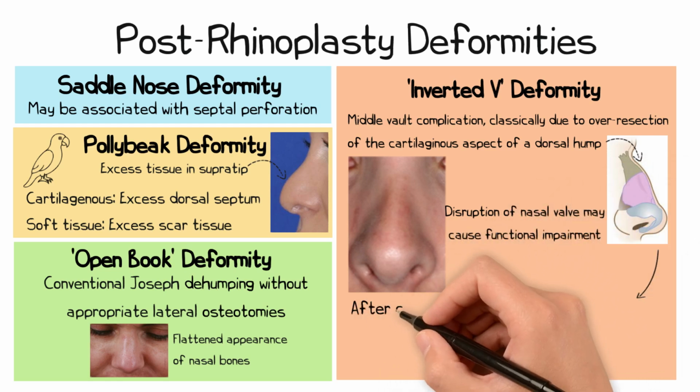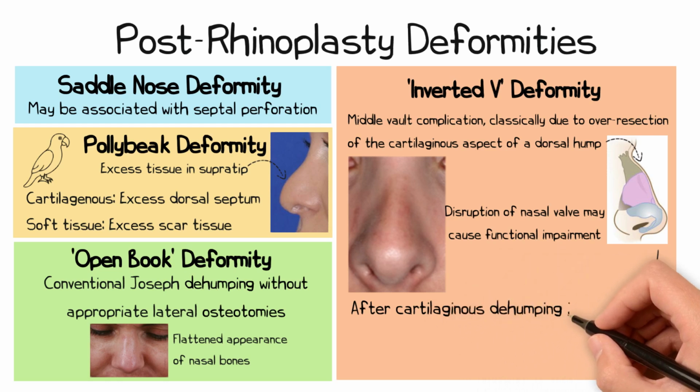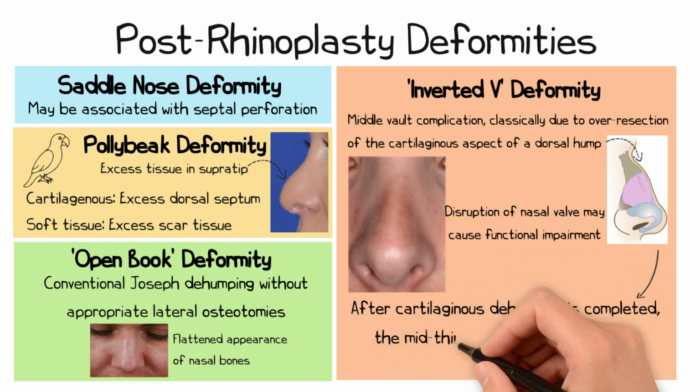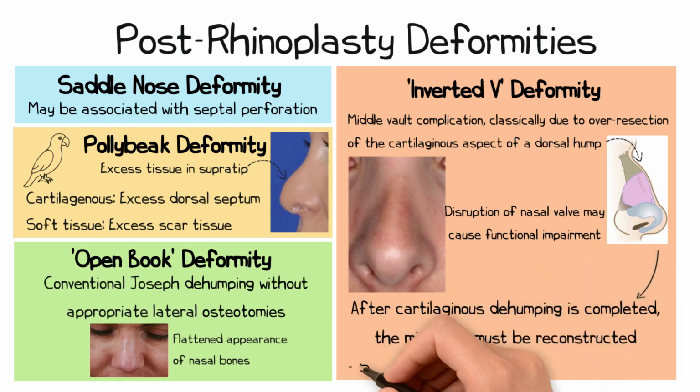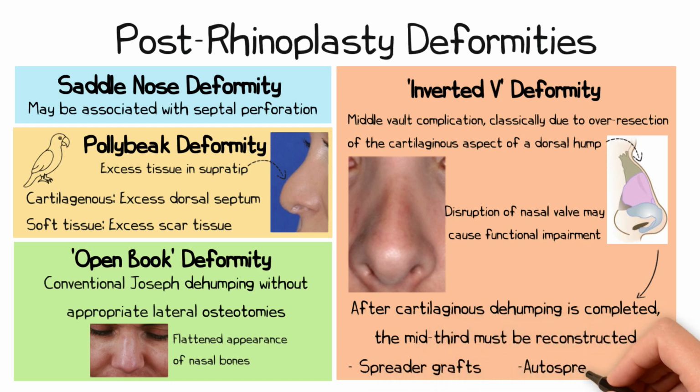Once a cartilaginous dehump is carried out, with disarticulation of the septum from the upper lateral cartilages, it is necessary to reconstruct the mid-third. This can be done with spreader grafts or auto-spreader flaps.